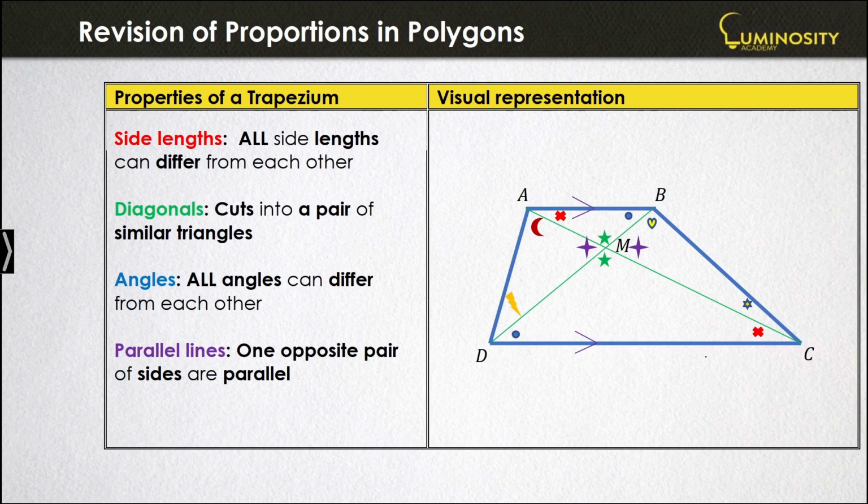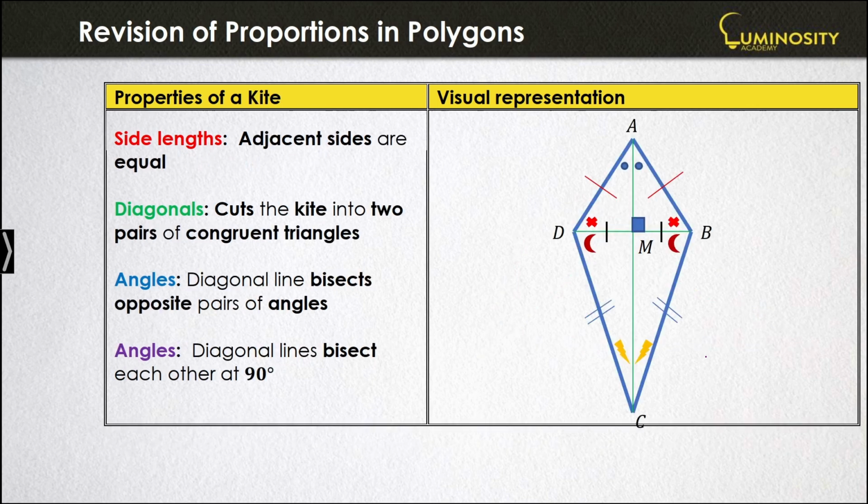Then we have a trapezium, which is a quadrilateral where only one pair of sides, in this case AB and DC, are parallel to each other, and the other two sides do not need to be parallel. All four side lengths do not have to be equal to each other, and again, diagonals don't necessarily bisect each other.